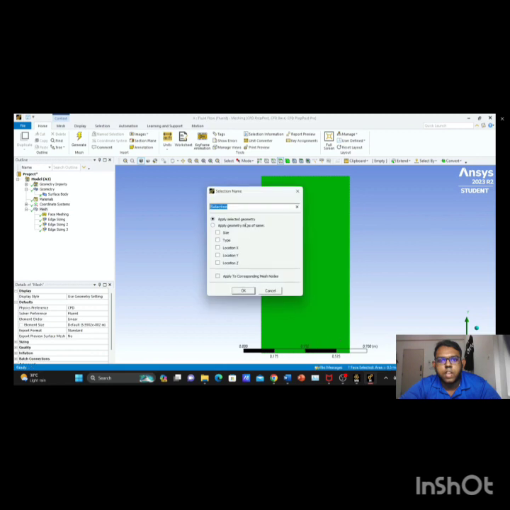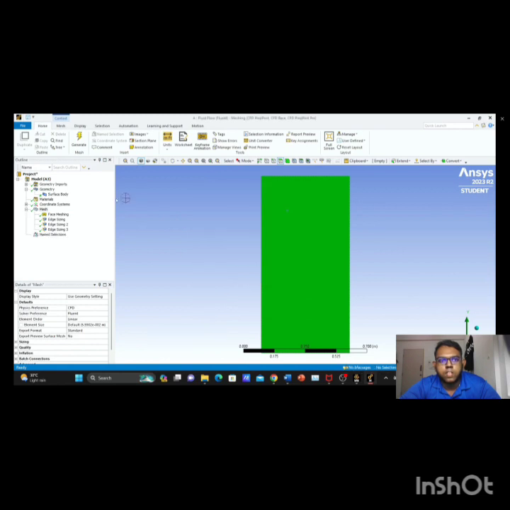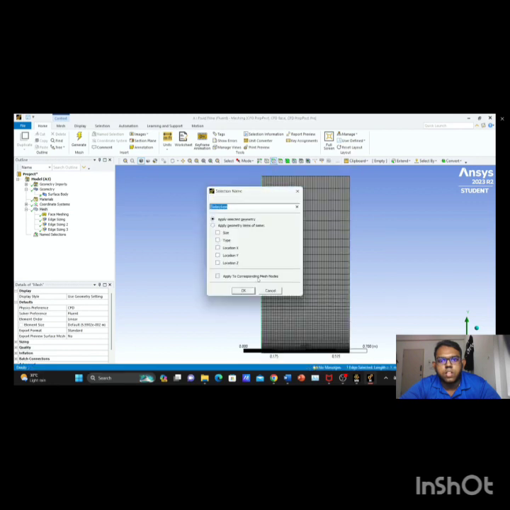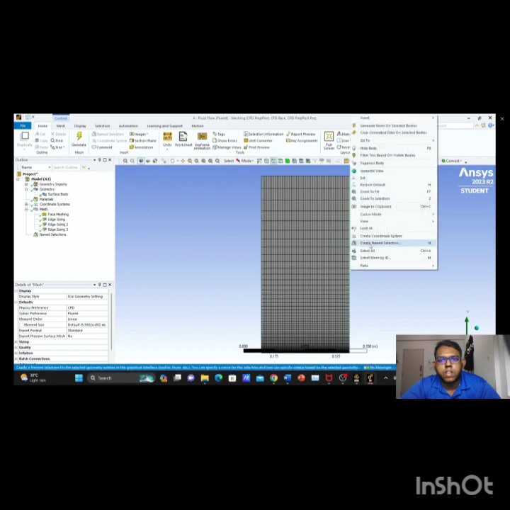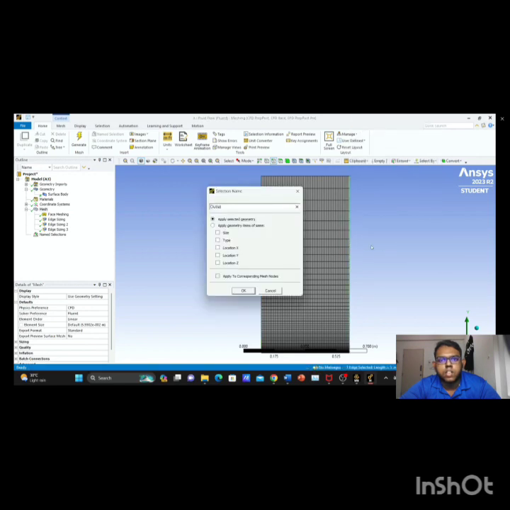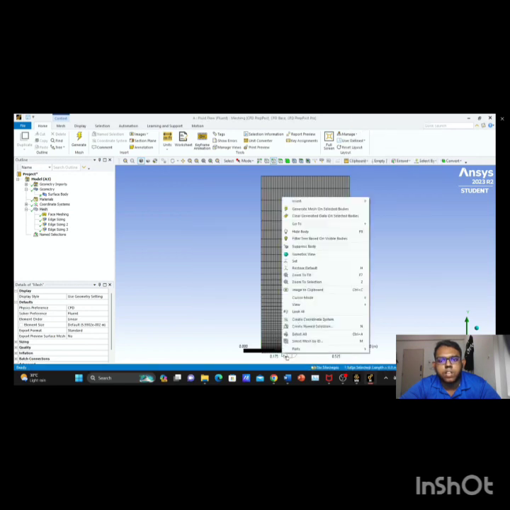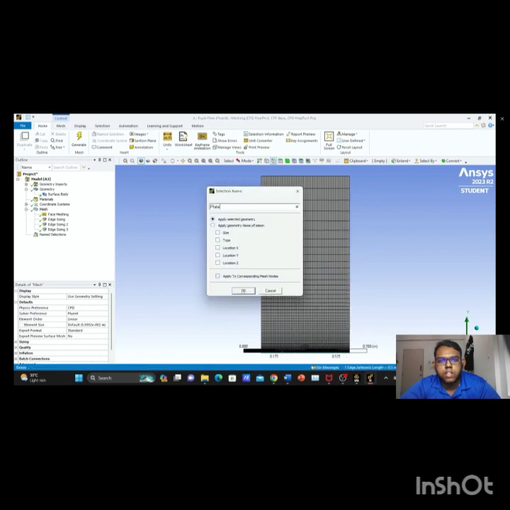Next up, we assign names for each of the sides. Firstly, for the face, we assign the name airflow. Next, click on the edge, add name inlet. Click on the right edge and create name selection. Add the name as outlet. Next is plate, followed by far field pressure.